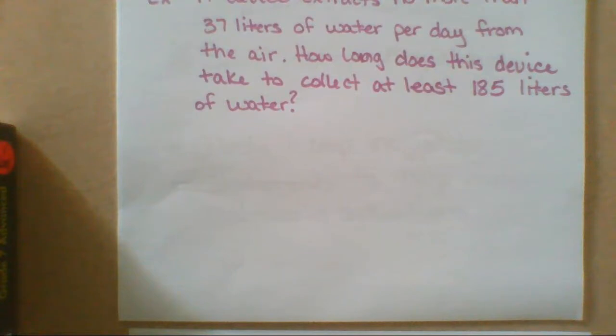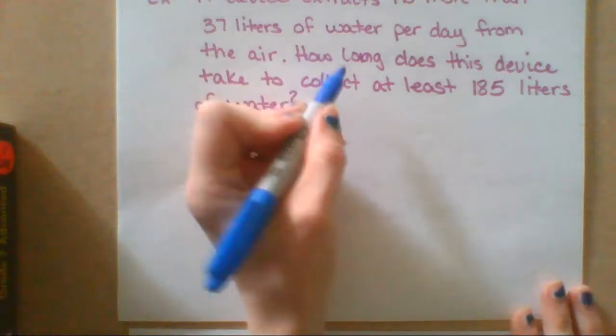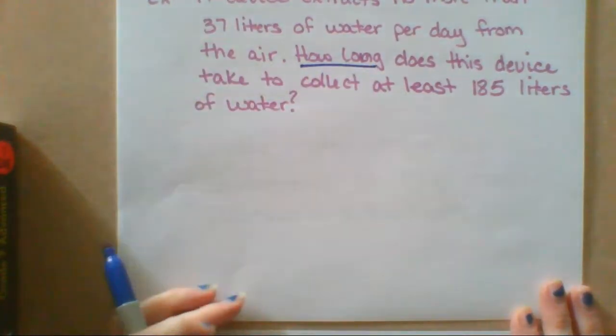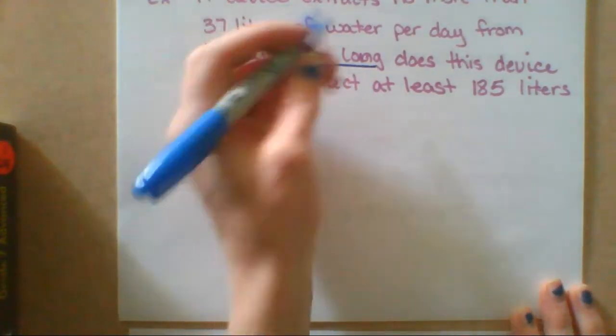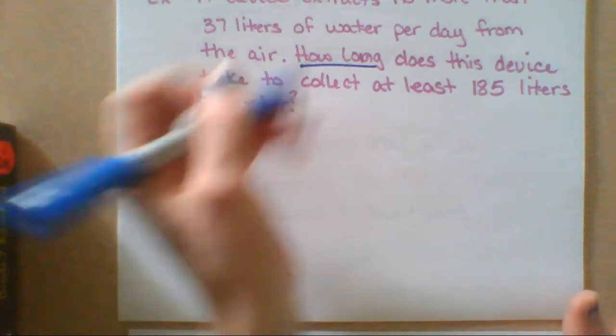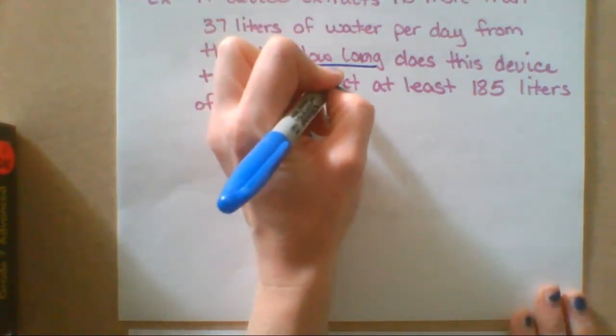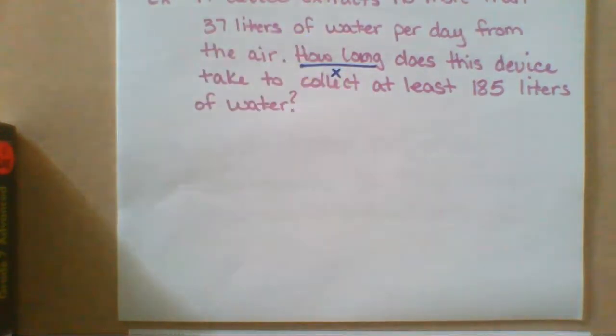So in this example, a device extracts no more than 37 liters of water per day from the air. How long does this device take to collect at least 185 liters? Now, first up, let's identify our variable here. What are we trying to know? We're trying to figure out how long, okay? That's our unknown, that's our variable. So how long is the time? You could say L, X, whatever it may be.